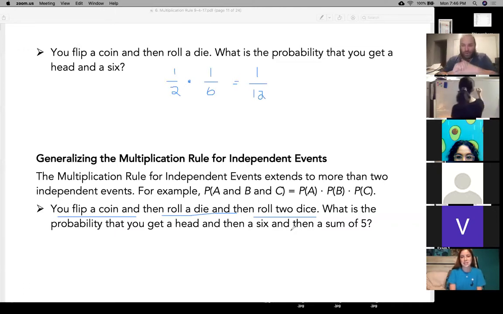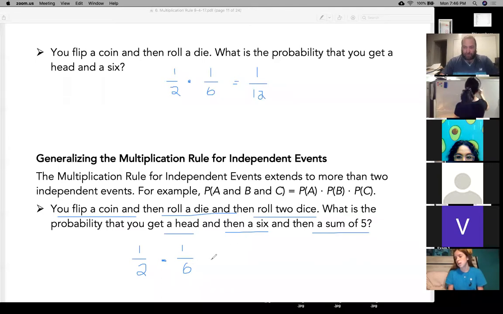Okay, so let's go. You flip a coin. What's the probability to get a head? 1 out of 2. Then you roll a die. Getting a 6 is what? 1 out of 6. Then you roll 2 dice and you want a sum of 5.